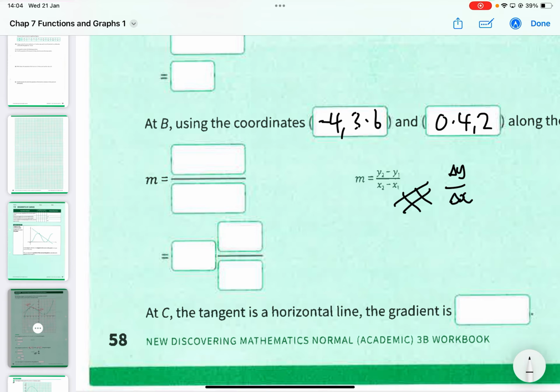So after you have these two coordinates, again yours will be different from mine. Take the y minus this y, that will give you the difference in y. If I take this y first, I must take this x first. So I will take my -4 and minus 0.4.